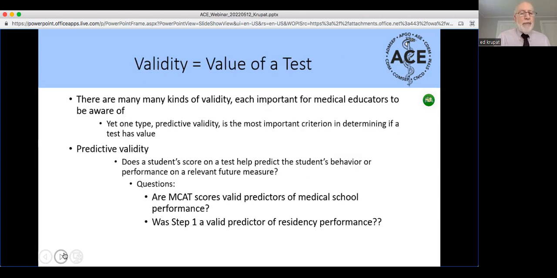Now, I could give you a long, boring lecture on the different types of validity, but I think there's one kind of validity that gets talked about too little in medical education: predictive validity, which is the most important criterion. And I think, Vijay, this is what you were talking about. We ask, does a student's score on a test help predict his or her behavior or performance on a relevant future measure? Does MCAT, is it a valid predictor of medical school performance? Was Step 1 a valid predictor of residency performance?